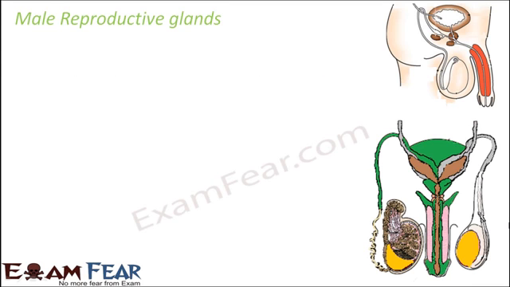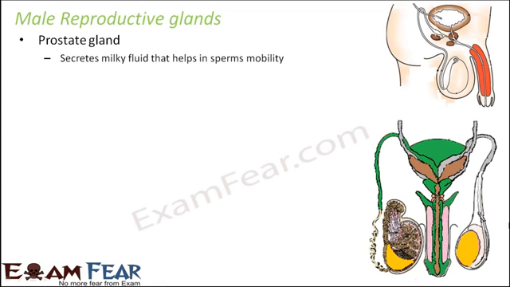So now let us talk about the male reproductive glands. As I said, there are three important reproductive glands which play a very important role in the process of reproduction inside a male's body. That is the prostate gland. So where is the prostate gland located? In this side view, you can see this is the prostate gland. In the front view, this is the prostate gland.